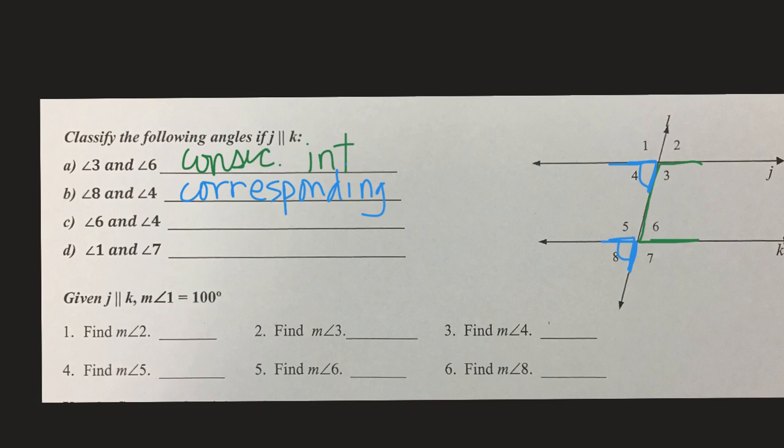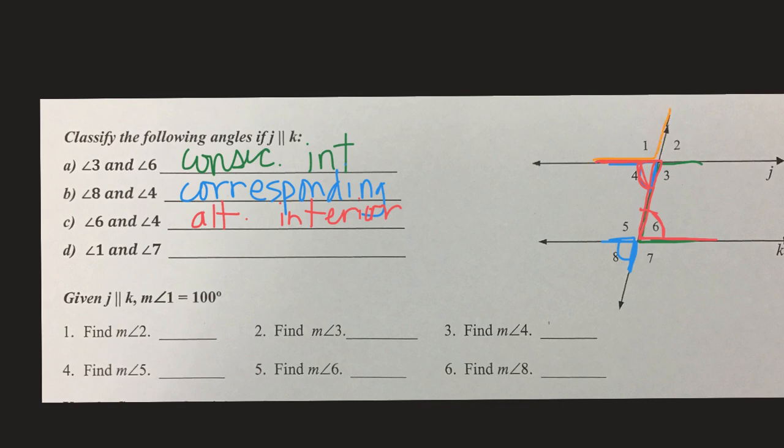Okay, 6 and 4. Alternate interior. So if you trace these angles, they form the letter Z sometimes. So here's angle 4 and angle 6. These are alternate. They're on opposite sides of your transversal, and they're both between your parallel lines. So alternate interior angles. And then the last one, angle 1 and angle 7.